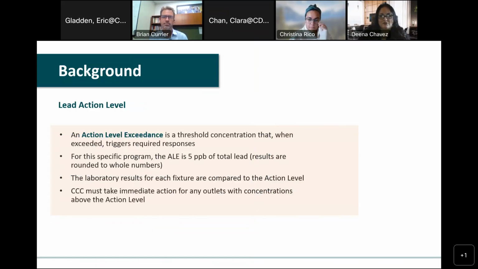Water sample concentrations will be compared to an action level exceedance, also referred to as an ALE. An ALE is a threshold that, when exceeded, triggers required responses, such as discontinuing the use of the fixture. In this specific program, the ALE for lead in drinking water is 5 parts per billion. Results that are 5.5 parts per billion or greater will be rounded up to 6 and exceed the action level of 5. And values that are 5.4 parts per billion or less will round down to 5 and not exceed the action level of 5. The center must take immediate action for outlets with samples that have concentration above the action level of 5.